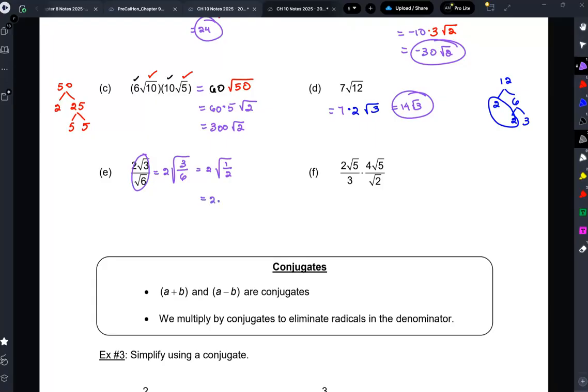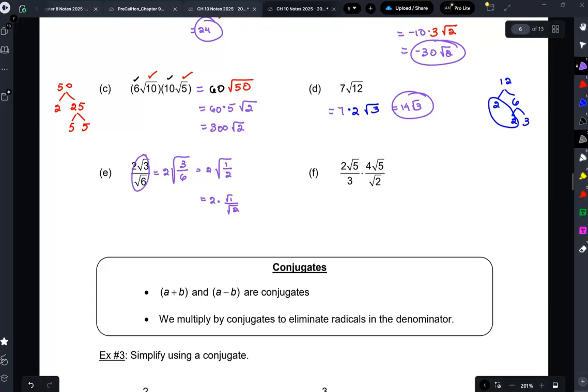Now, this is 2 times root 1 over root 2. What's root 1? 1. So look, this is over 1. So in the numerator, I have 2, because 2 times 1 is 2. Here, 2 times 1, 2. Here, 1 times root 2, root 2. I have root 2.